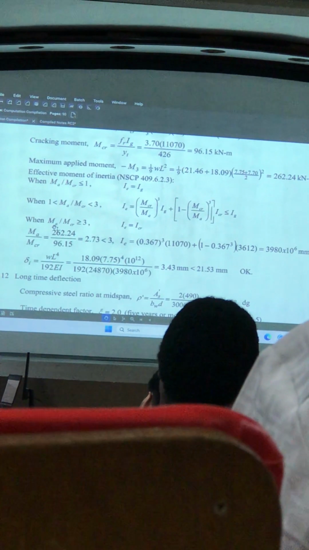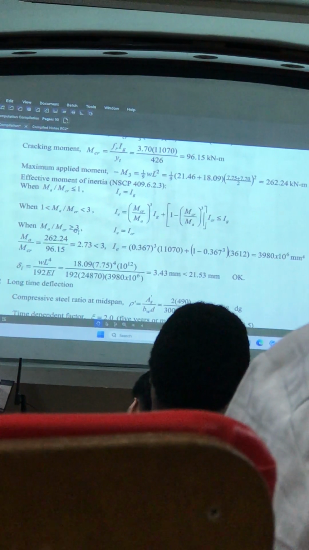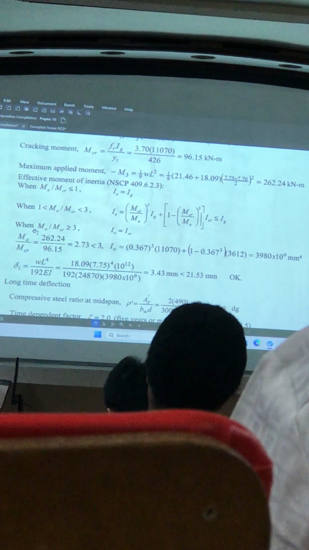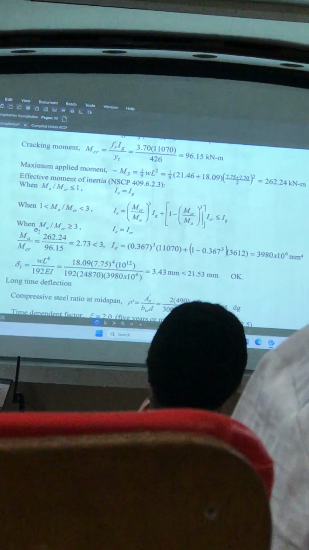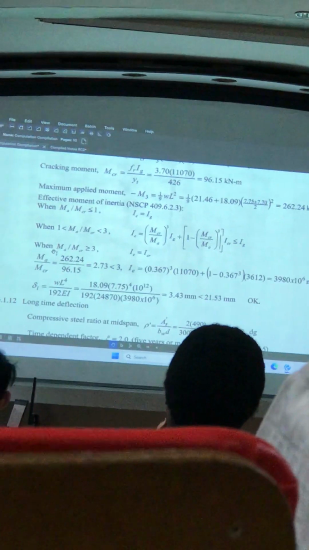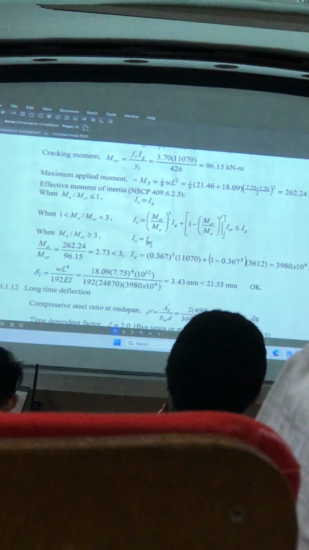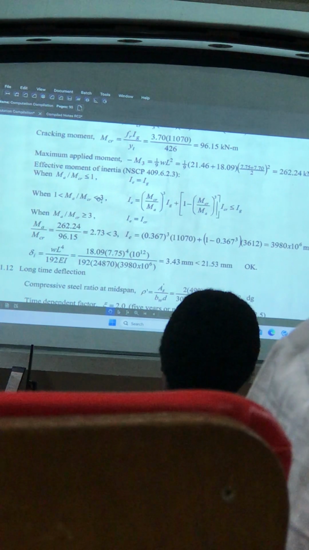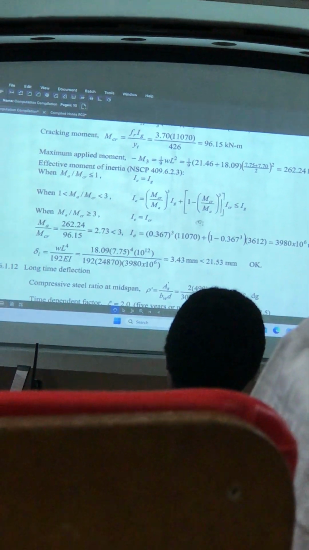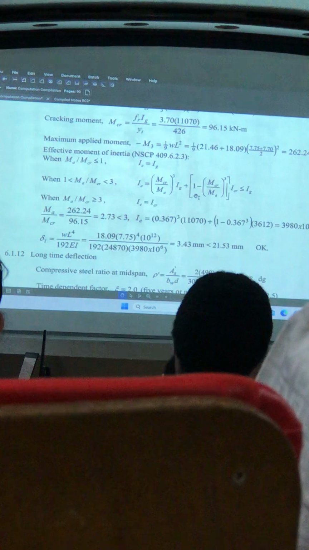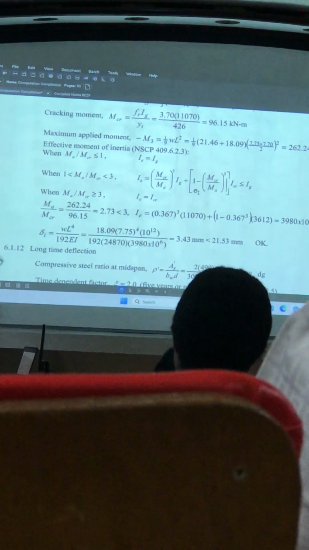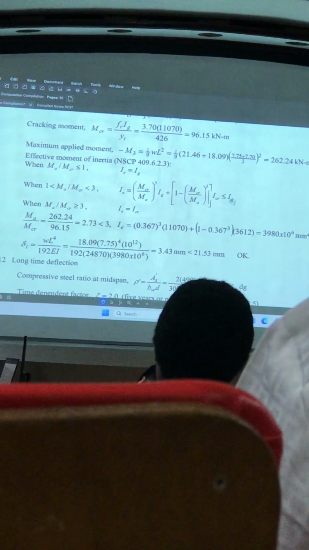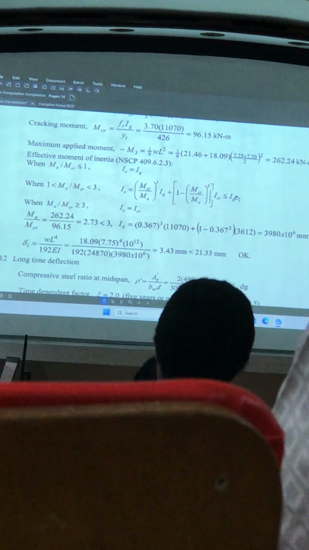But if your ratio Ma over Mcr is greater than 3, meaning the applied moment is greater than 3 times the cracking moment, there is already extensive cracking, and therefore your effective moment of inertia is equal to the inertia of your cracked section. In between 1 and 3, we use this empirical formula, but the value that we get should not exceed Ig. Ig will be the upper limit.